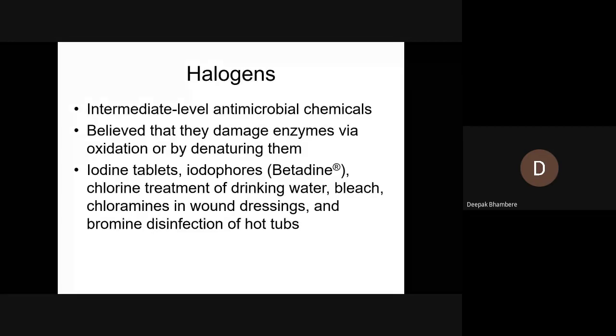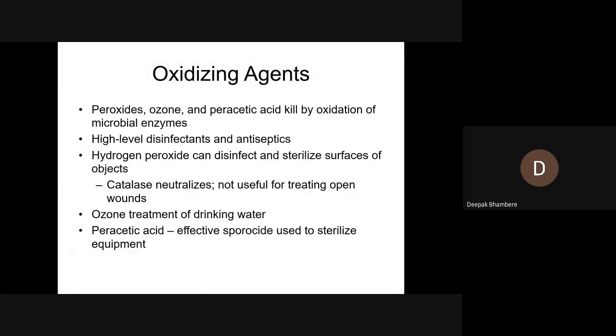Okay, so this is about halogens. Then comes the oxidizing agents, already discussed in the last lecture: most of the peroxides, like hydrogen peroxide, you might have heard. This liquid is used for the cleaning of wounds, okay? And then ozone and peracetic acid kill microorganisms by oxidation of their microbial enzymes, and they are high-level disinfectants and antiseptics.